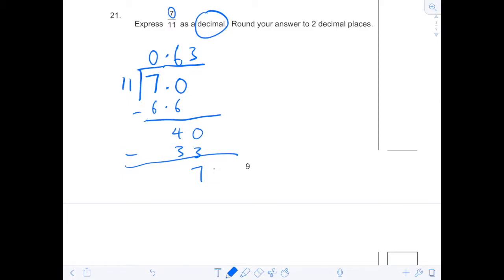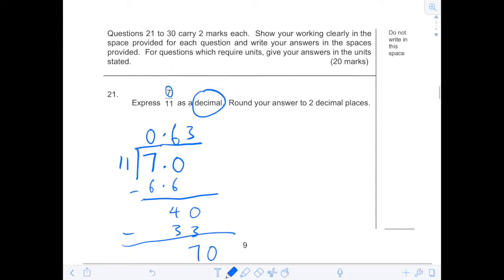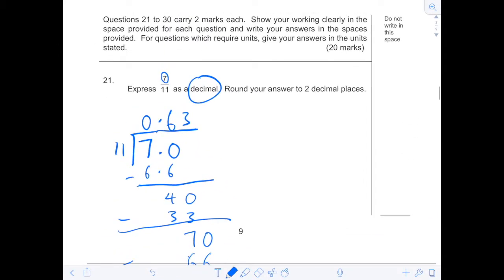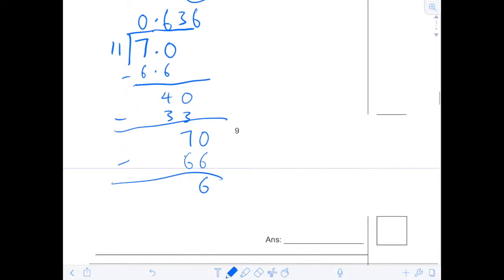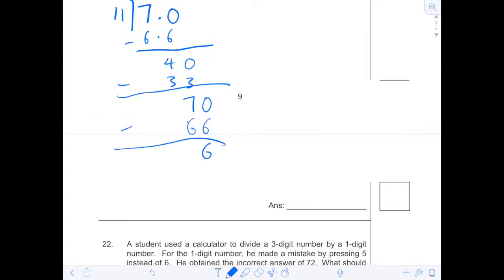Okay, so again, increase this. Then you got a 66. You got a remainder 6, so this one should be a 6. Now you notice why I found the 3 decimal places: because you want 2 decimal places, you have to find the third. Then you can decide whether you round up or round down. In this case, because it's a 6, you're rounding up, so the answer should be 0.64.